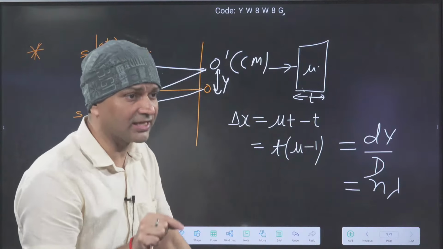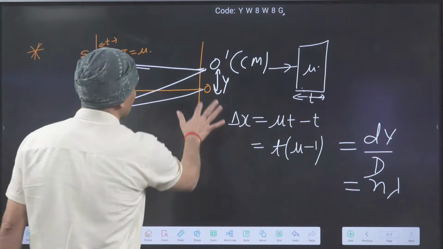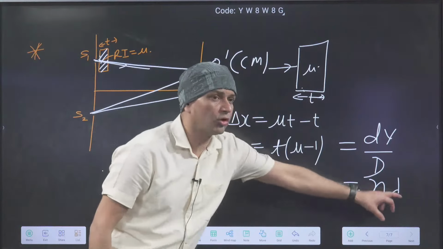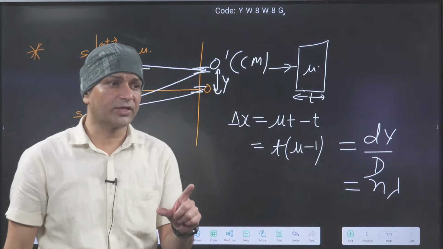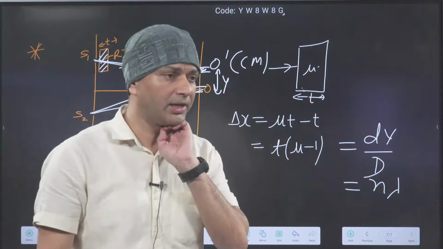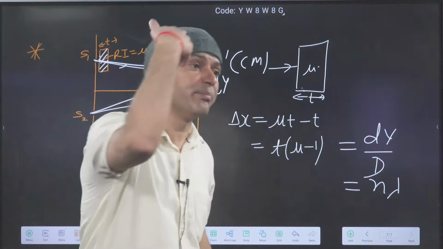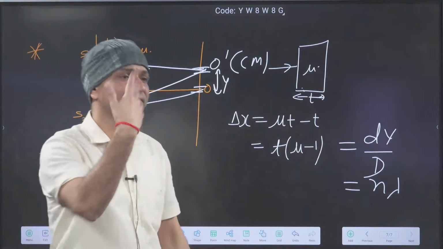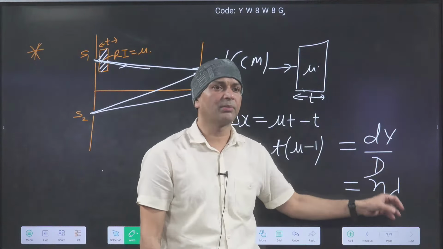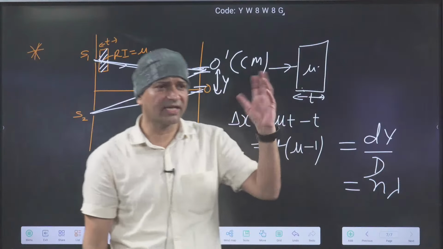How many fringes did the central maxima shift? Earlier it was here, now the central maxima shifted to the fourth maxima. Then I will say that is equal to 4 lambda. So for the number of fringes the central maxima shifted, t into mu minus 1 we will equate with n lambda. Suppose they say it shifted to the first minima, second minima, third minima. Then we will write lambda by 2, 3 lambda by 2, 5 lambda by 2. They can ask any of these.